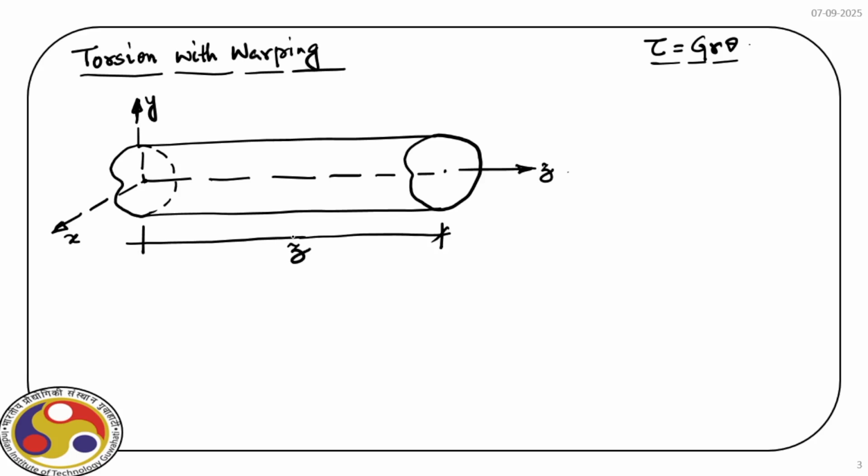Now we apply a torque at the ends. So let the torque at the ends be T, right? Let us use a different color to highlight that torque. So we have a torque T applied here. Similarly, at this end we also apply the same torque. The moment we apply this torque, there is a rotation, and let theta be the rotation per unit length.